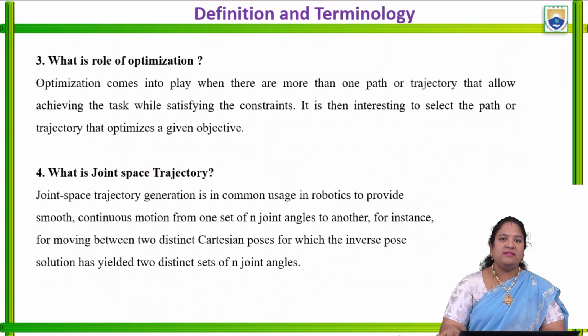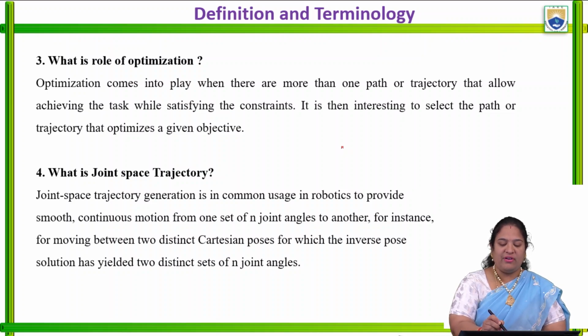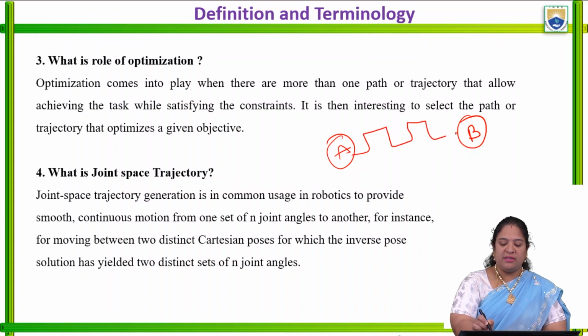Next, what is the role of optimization? Optimization means finding the shortest, best possible way. So when the robot has to move from one place to another, it has to optimize its path, particularly when there is more than one path, for example path A and path B. It can move in this particular direction.